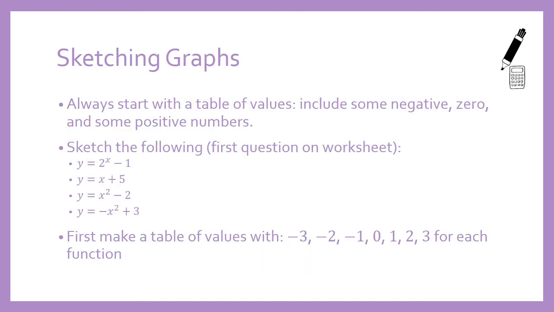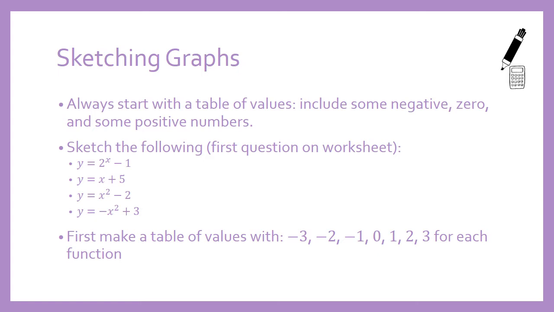Now I want you guys to start sketching some functions. Whenever we sketch a function, we're always going to start with a table of values. So we're going to include some negative numbers, we're going to include 0, and we're going to include some positive numbers, so that we get a good idea, because interesting stuff happens around 0. So I want you to sketch those 4 functions there. This is actually the first question on the worksheet.